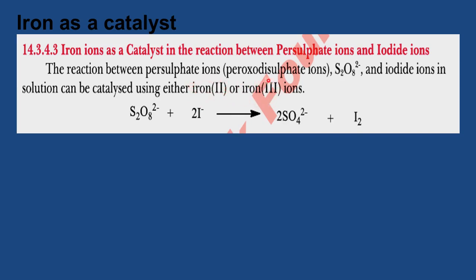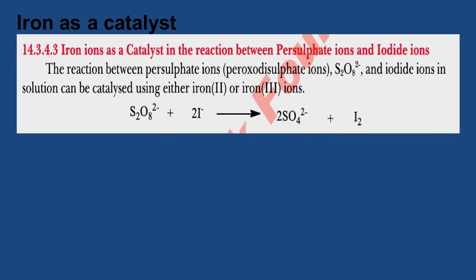So S2O8 2-, which are the persulfate ions, react with iodide ions in the solution to give sulfate ions and iodine. Now students, you can see that we are studying iron as a catalyst, but in this chemical equation iron is nowhere because it is a catalyst, and this is an overall equation for this chemical reaction.